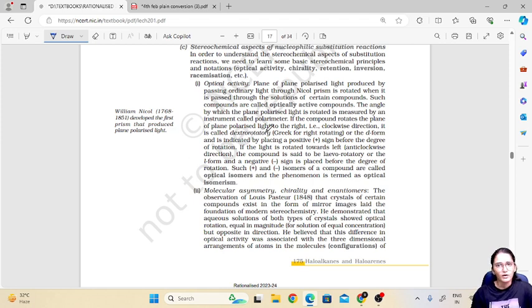The compounds which can rotate this polarized light towards the left are called levorotatory, and the compounds which can rotate it towards the right are called dextrorotatory. For levo, a negative sign is assigned, and for dextro, a positive sign is assigned. They are called optical isomers, and the phenomenon is called optical isomerism.